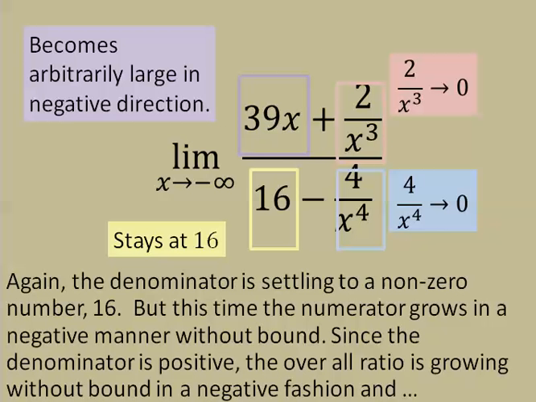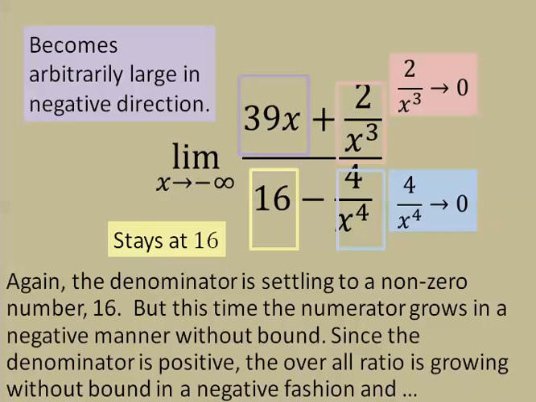So again, 4 over x to the 4th will be going to 0 as x gets very, very large in a negative way. And so will 2 over x to the 3, that will also go to 0. Again, 16 stays at 16. So the denominator is again settling to 16.